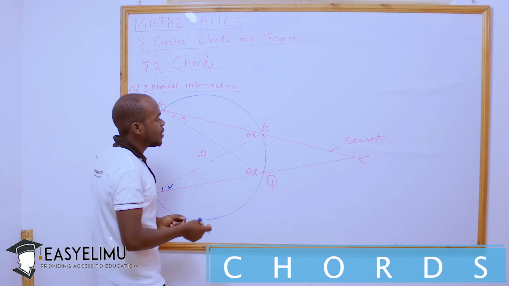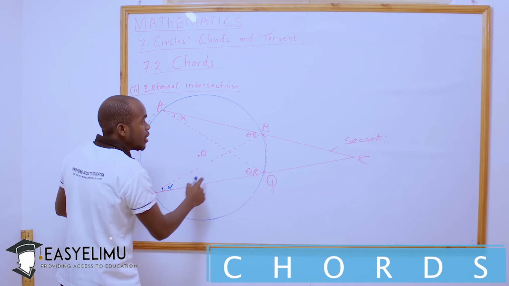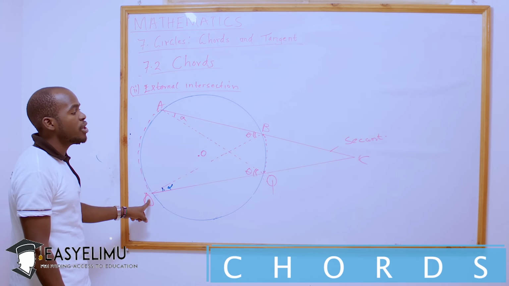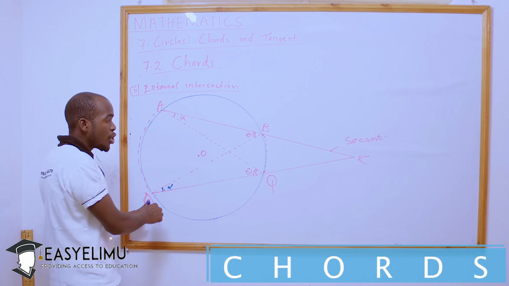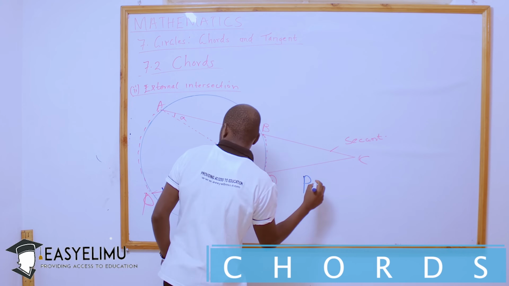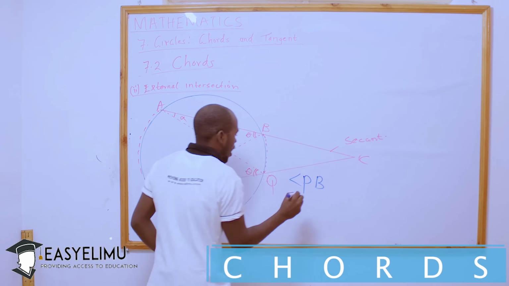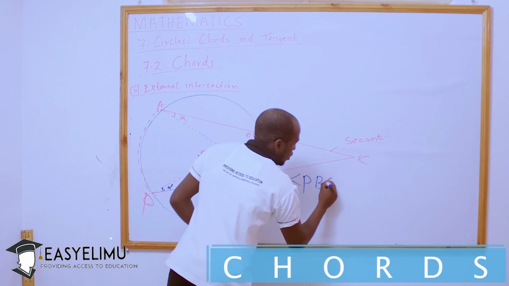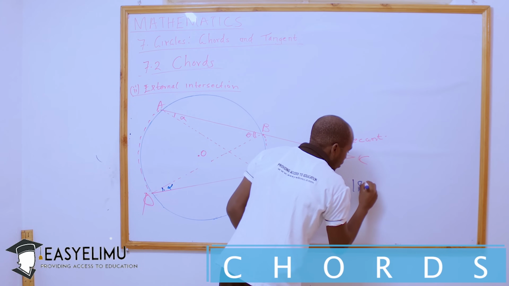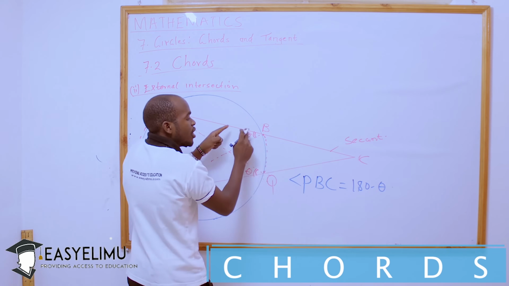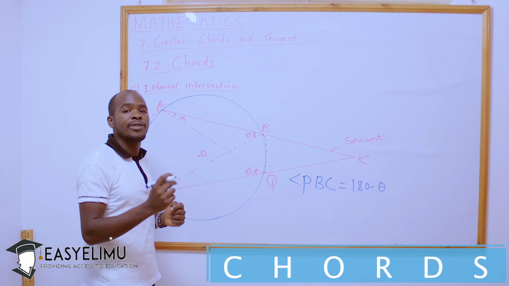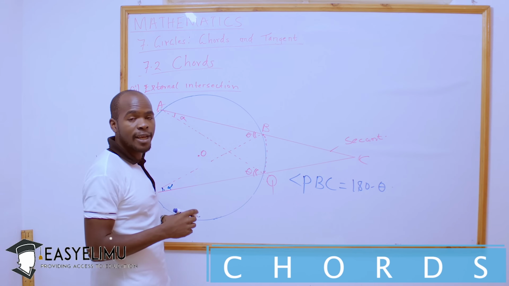From that we can denote that the angle PBC, which is on the AB produced to C, is going to be equal to 180 minus theta, because they are on a straight line. And if they are on a straight line, it means angles on a straight line all add up to 180 degrees.